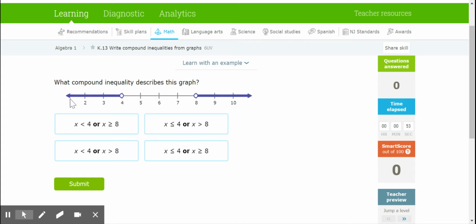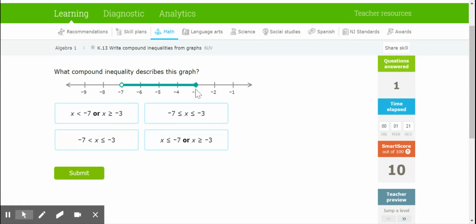We do want to be less than 4 and greater than 8, and we do not want either of these circles filled in. So anything that has an equal to, we're not going to consider. So this would be x is less than 4 or x is greater than 8, and that's going to be our answer choice.